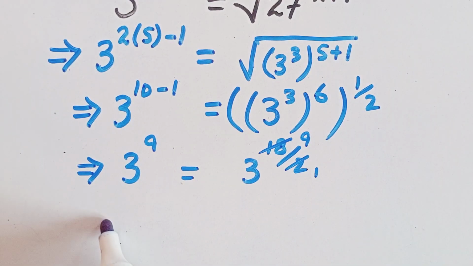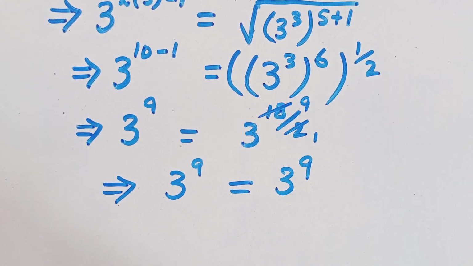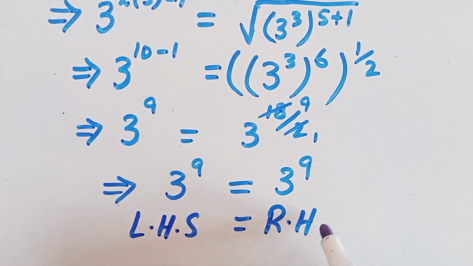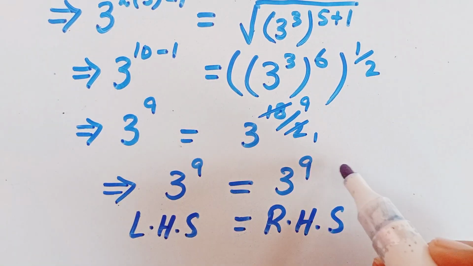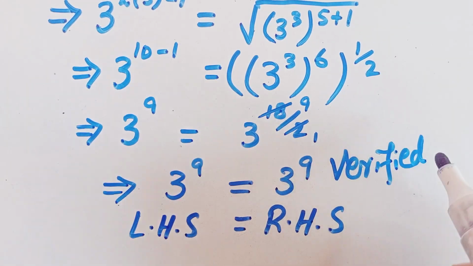So 3 power 9 equals 3 power 9. So we have verified the result, that is, the left hand side is equal to the right hand side. So our value for x equals 5 is verified for the given question.